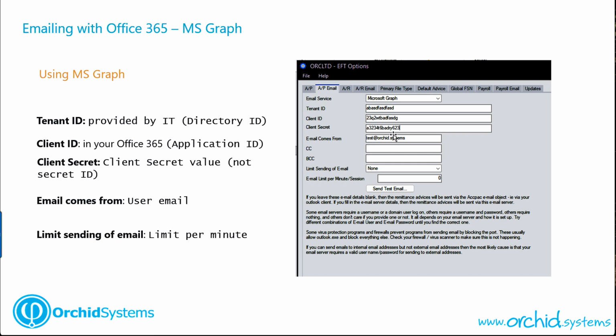This is generally only valid for about 2 years, so if it has been working for a while and suddenly stops working, the first thing to check is log into Office 365 and see if you need to create a new client secret to update the details here. The user comes from the CC, BCC, and the limit of sending emails per minute or per session is the same as for SMTP. Often you'd suggest 30 emails per minute for Office 365.